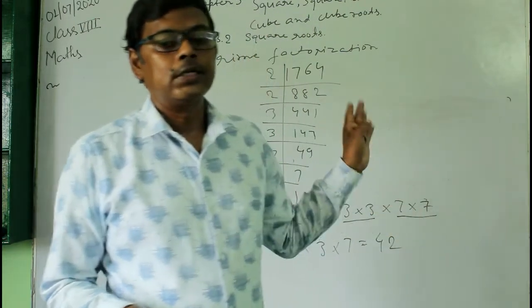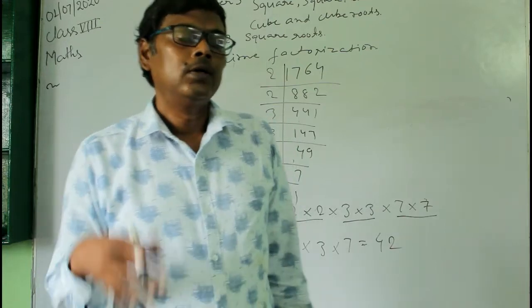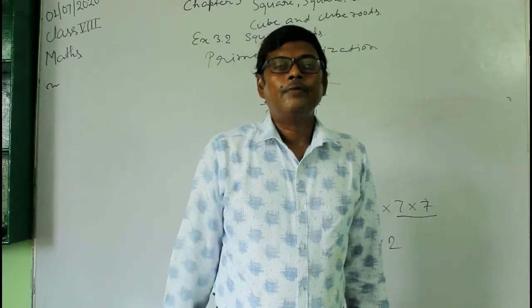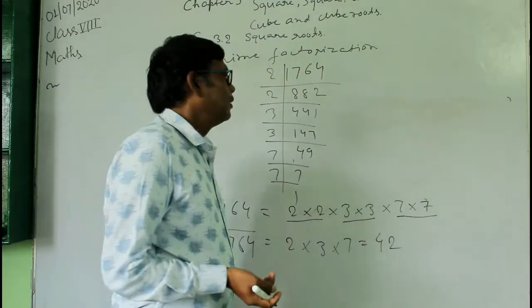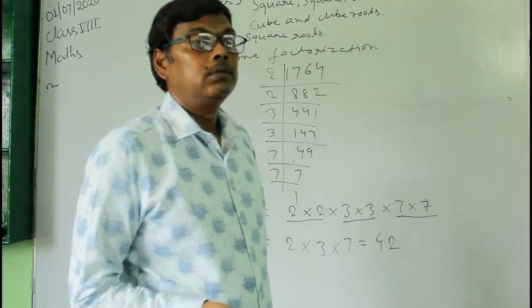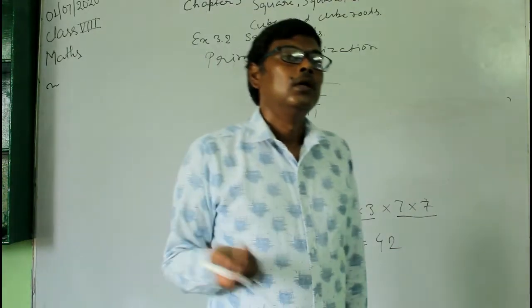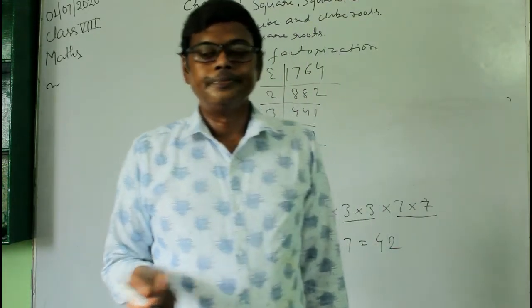So these methods, the method of subtraction and the prime factorization, are useful for finding the square roots of perfect squares. A perfect square means a number which is the square of a natural number.